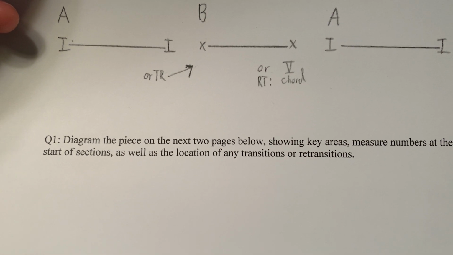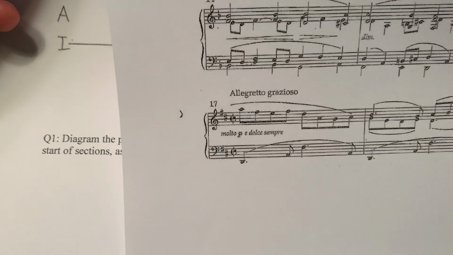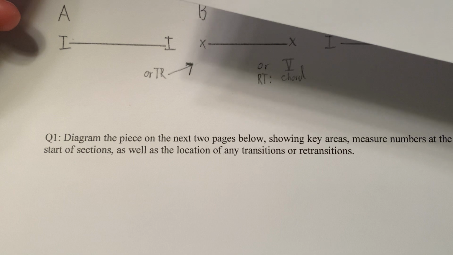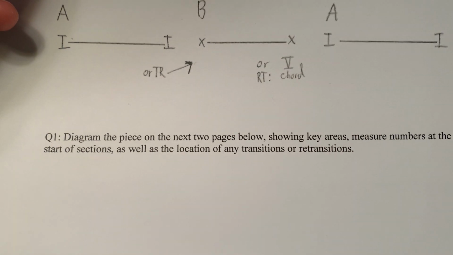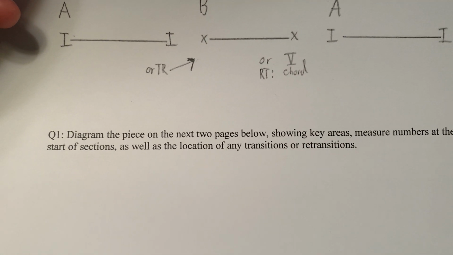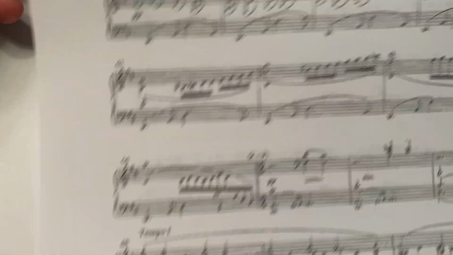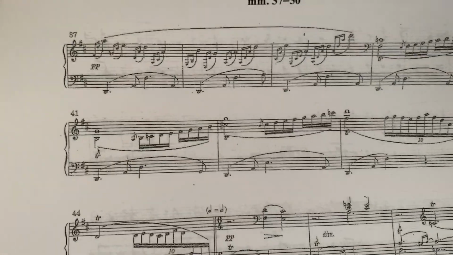Now, the score does not include the whole piece. You'll find all you need, though. There's going to be a gap after measure 19, and then you're going to pick back up around measure 37. Should be easy for you to find that as you're listening, though.